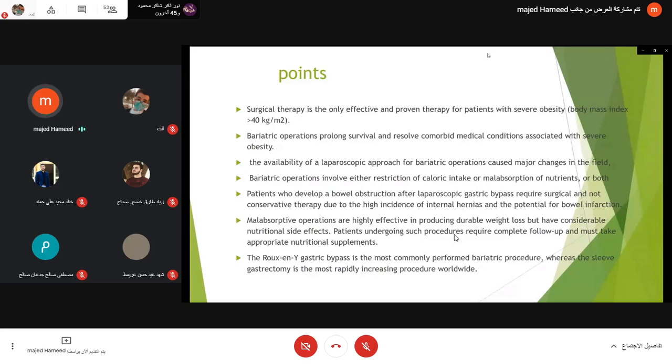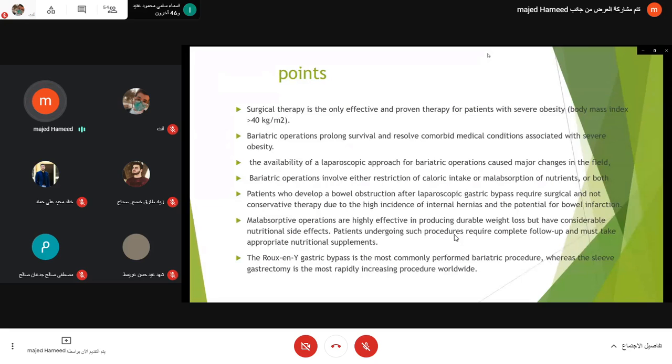Bariatric operations involve either restriction of caloric intake or malabsorption of nutrients, or both. Patients who develop a bowel obstruction after laparoscopic gastric bypass require surgical and not conservative therapy due to the high incidence of internal hernia and the potential for bowel infarction.